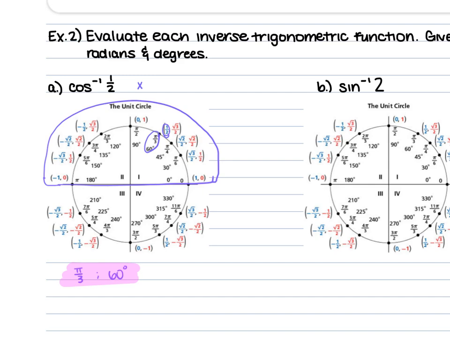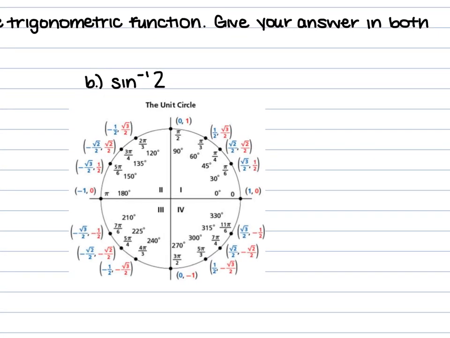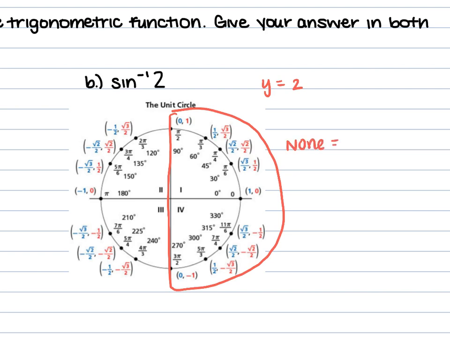We have inverse of sine of 2. So sine is our first and our fourth quadrants, so we're working with anything inside these quadrants here. So sine is y, so where is y 2? Well, if you look at your y values, none of those y values are 2. So because there's none that are 2, then we have undefined as our answer.